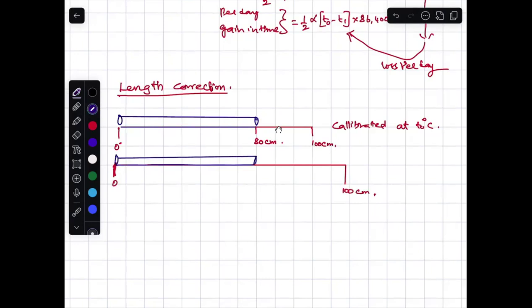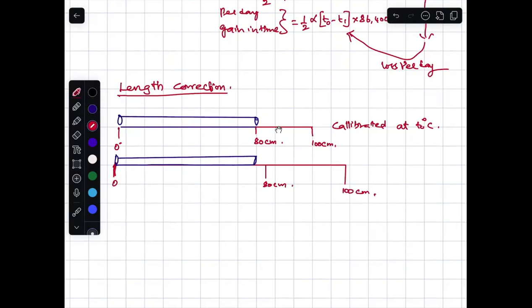Wood remains the same, but the reading here will now be, your 80 centimeter mark is somewhere over here. You are measuring a lesser length. You require some correction. You badly require some correction. Why? Because of the expansion of the scale.